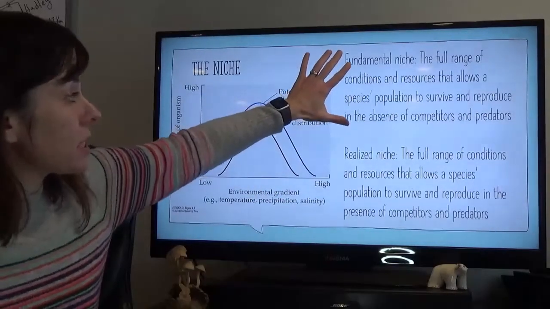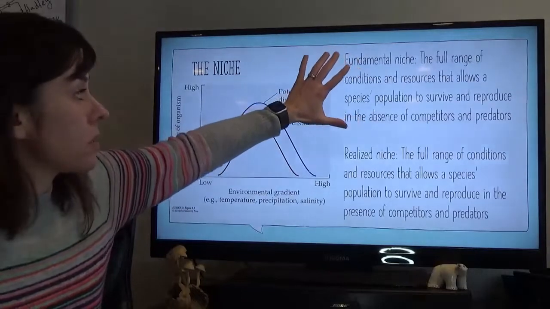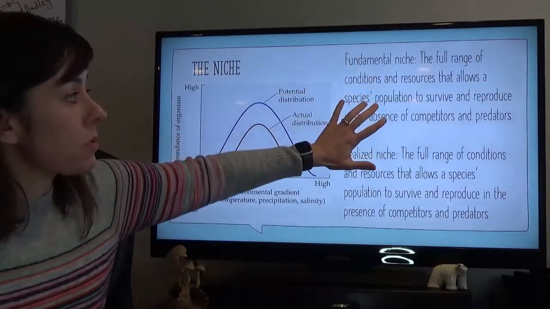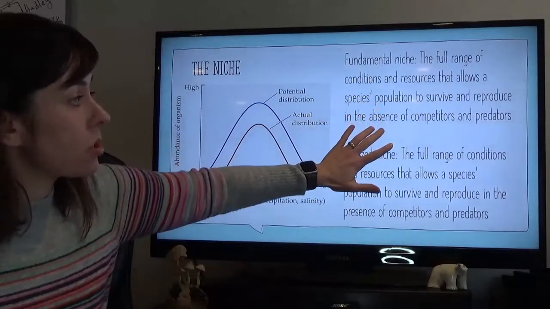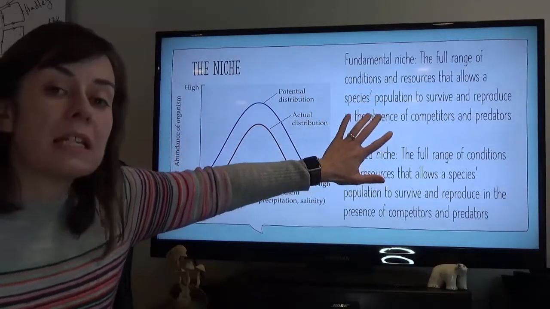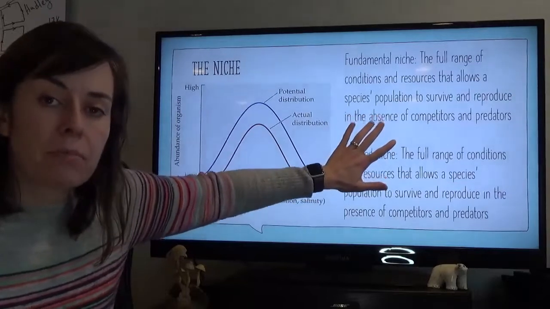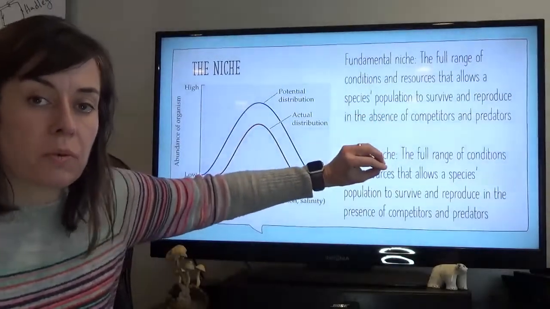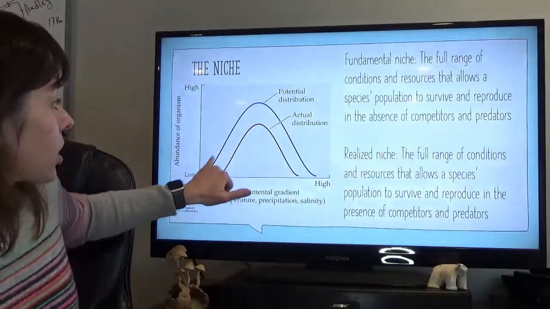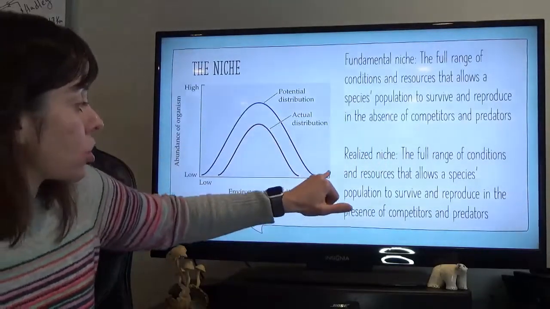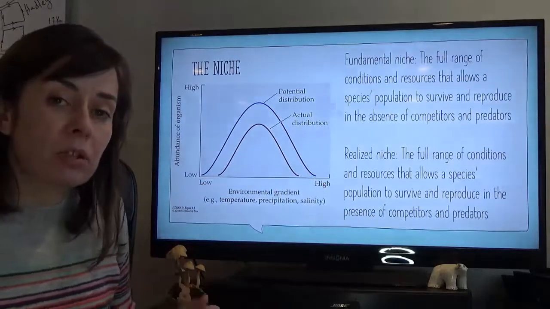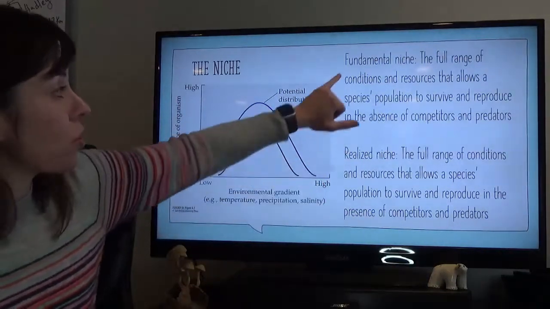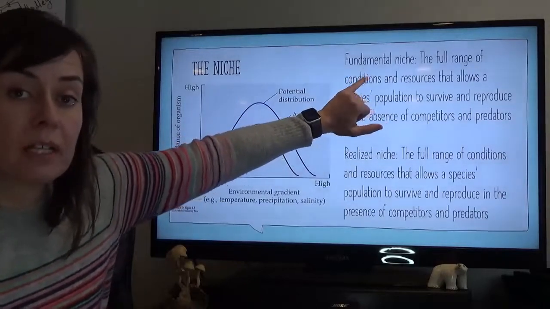But we can think about this in the context of biotic interactions too. And so when we think about the fundamental niche, this is the full range of conditions and resources that allows a species population to survive and reproduce in the absence of competitors and predators. So in the absence of those negative ecological interactions. And so this is just its response to the entire environmental gradient. And this blue line represents that potential distribution or the fundamental niche, right?